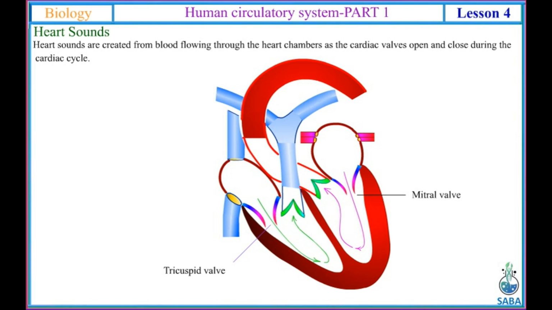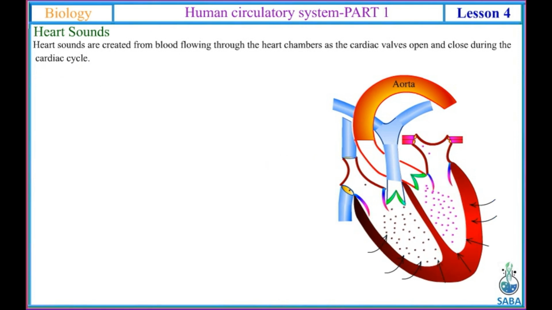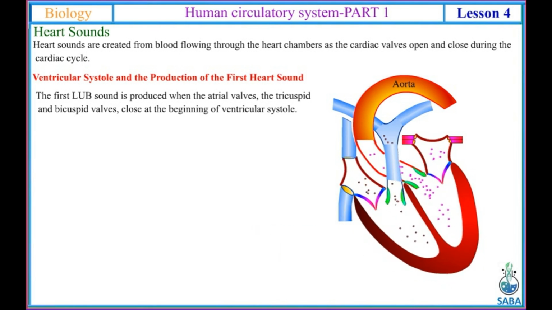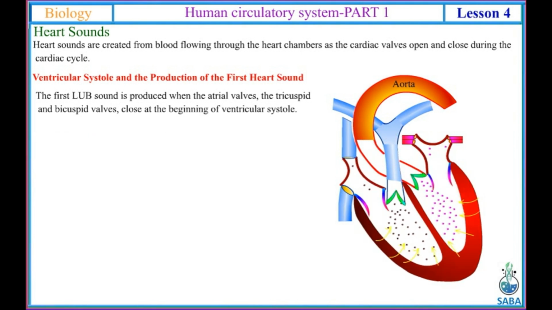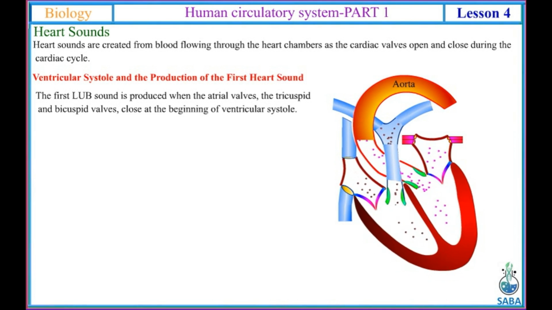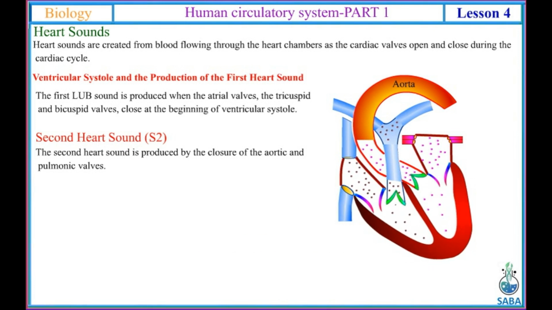Heart sounds. Heart sounds are created from blood flowing through the heart chambers as the cardiac valves open and close during the cardiac cycle. Atrial systole. Atria contract and remaining blood is pushed into the ventricles. Ventricular systole and the production of the first heart sound. The first LUB sound is produced when the atrial valves, the tricuspid and bicuspid valves, close at the beginning of the ventricular systole. Second heart sound. The second heart sound is produced by the closure of the aortic and pulmonary valves.